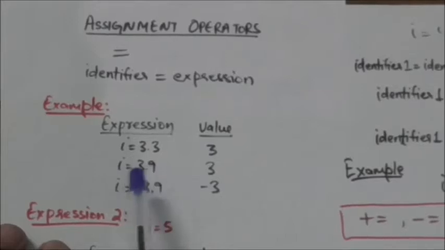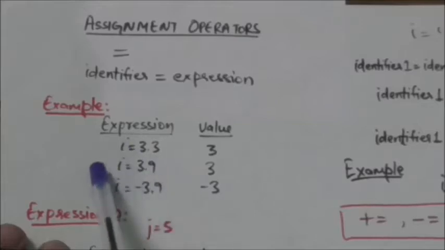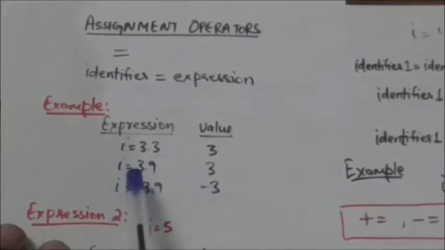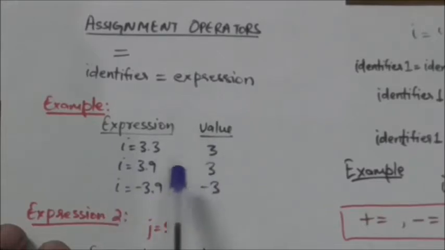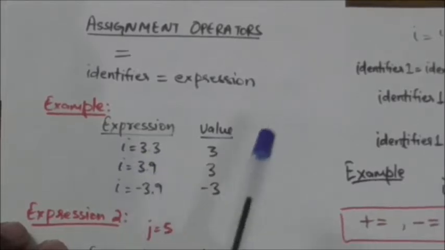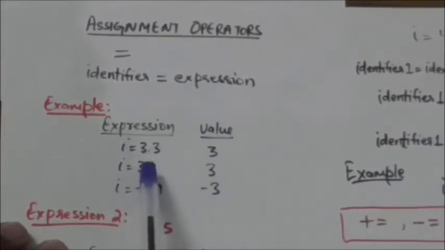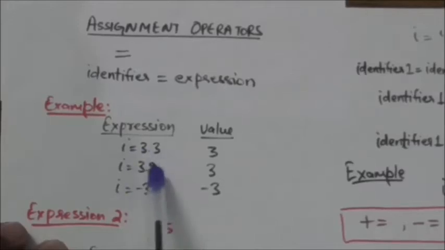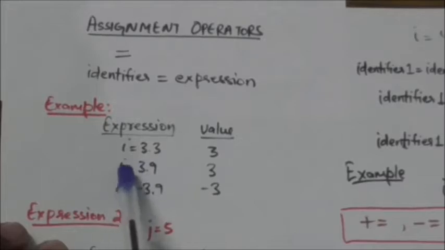Now see this second expression. In this case on the right hand side you can see the value 3.9. Again I is an integer variable, so here 3.9 is a floating point value. So what happens in this case? It will be converted to integer. When it is converted to integer, 0.9 will be removed. So this will become simply 3. So only the value 3 will be assigned to variable I.